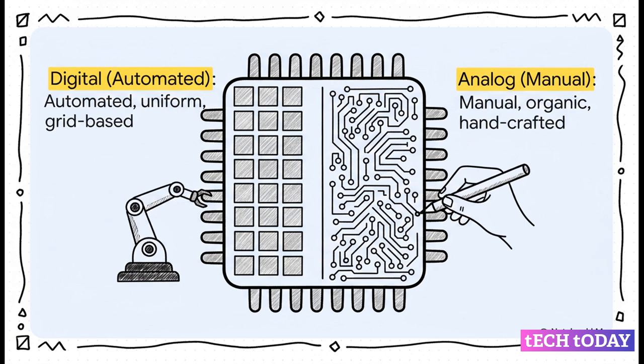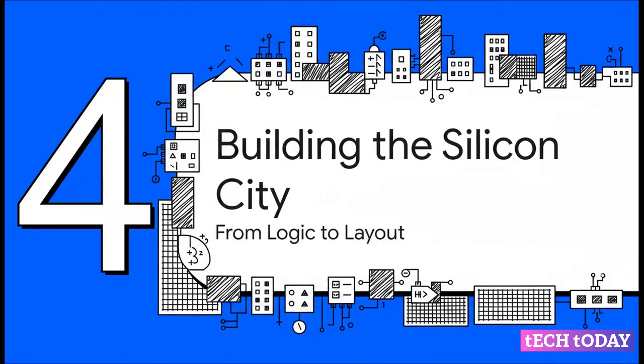It's where expert engineers design circuits transistor by transistor, using their intuition to squeeze out every last drop of performance and reliability. So we've got our automatically generated logic gates from the compiler, and we've got our handcrafted analog blocks from the artists. The next huge task is to give all of this a physical form. It's time to actually build our Silicon City.